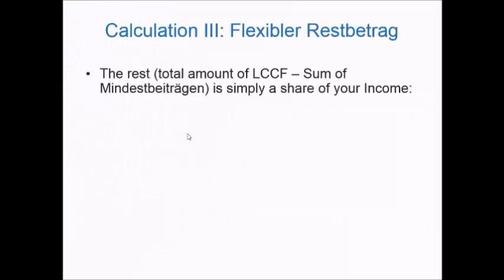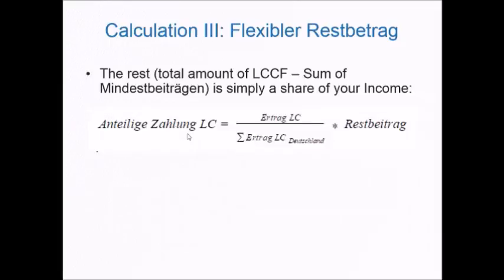And what you do then with the rest of the money, which is like 220,000, you take the share of the income of the respective local committee from the income of all local committees in Germany. That's the formula for it.